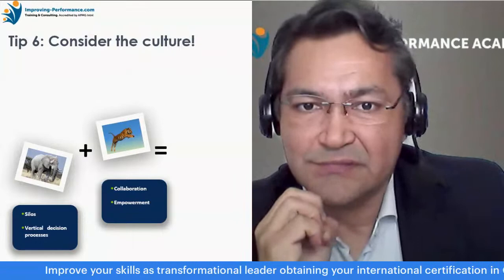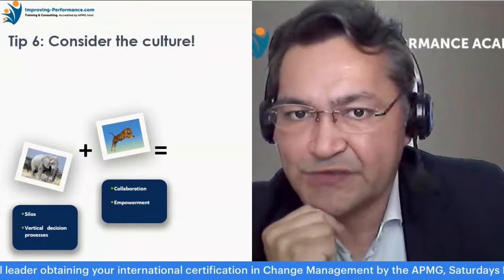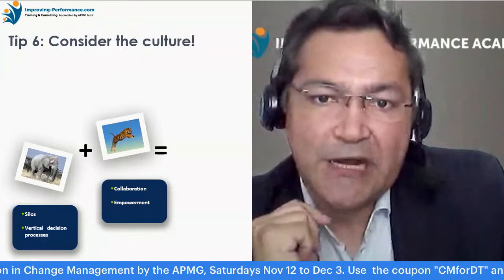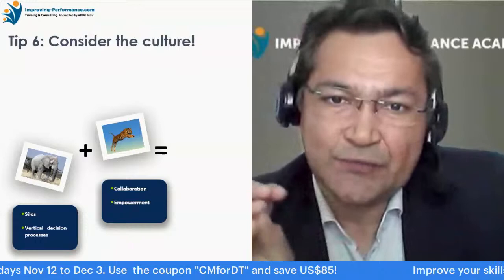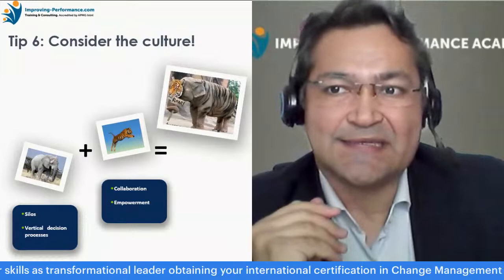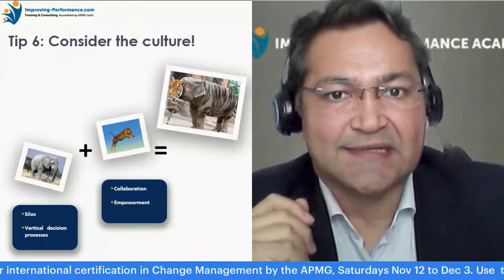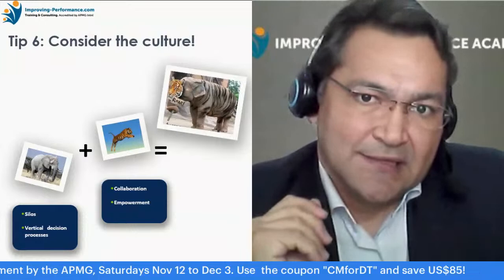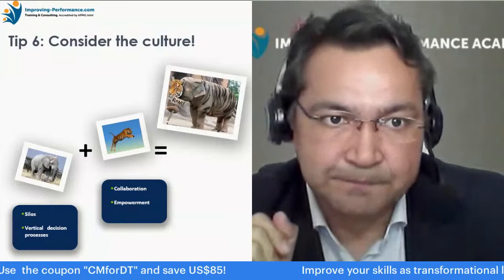In the traditional companies, we have silos and vertical decision processes. And in more agile companies, we have collaboration and empowerment. If the traditional company tries to transform without considering the culture, tries to become a tiger without considering the culture, what happens is this elephant becomes an elephant disguised as a tiger, only wearing the clothes of the agility, but in the end it is the same old vertical decision process and silos and so on. Okay?